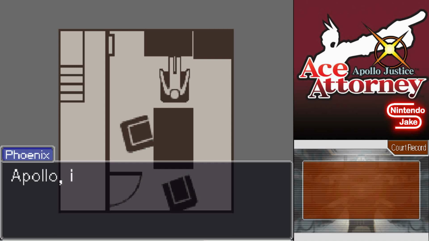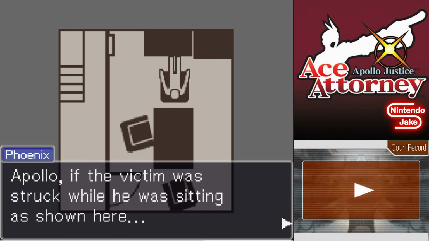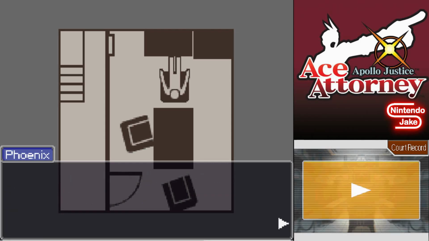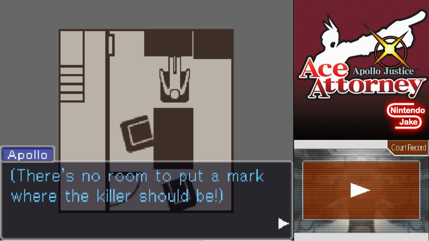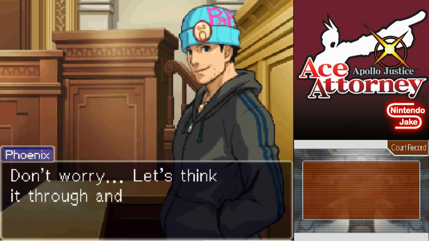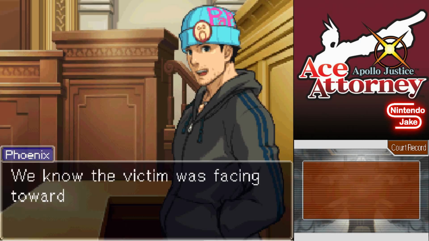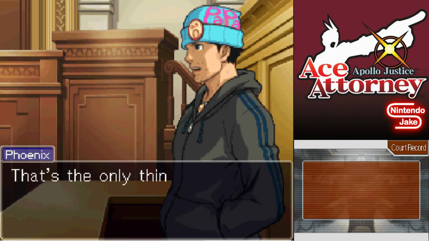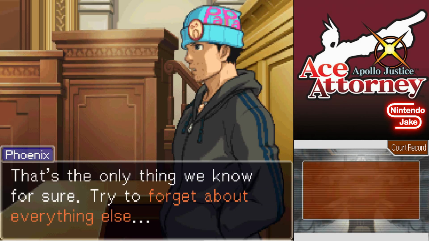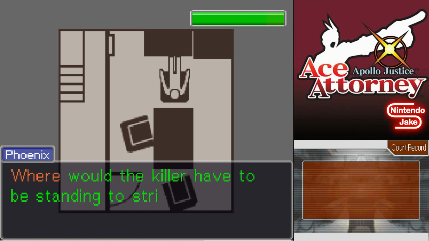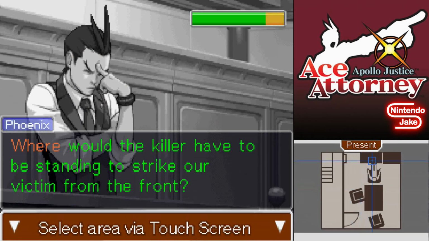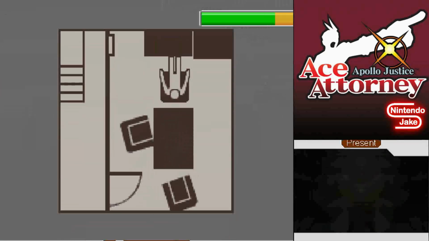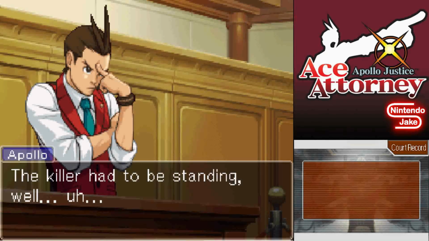Looking at the diagram, if the victim was struck while he was sitting as shown here, where would the assailant be standing? Try marking it on the diagram. Is there a mark where the killer should be? Don't worry, just think it through and see what we find. We know the victim was facing toward the wall at the time of the crime. That's the only thing we know for sure. Try to forget everything else. Where would the killer have to be standing in order to strike our victim from the front? I mean, like right here? The killer had to be standing, well, here.